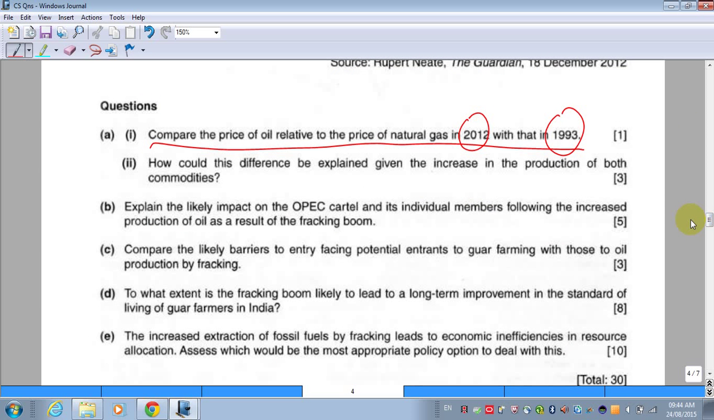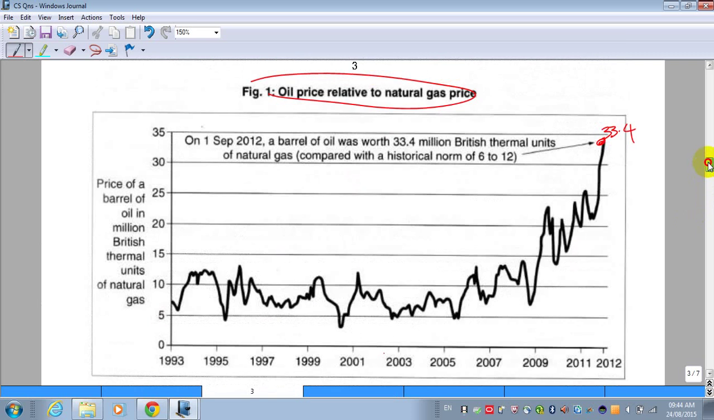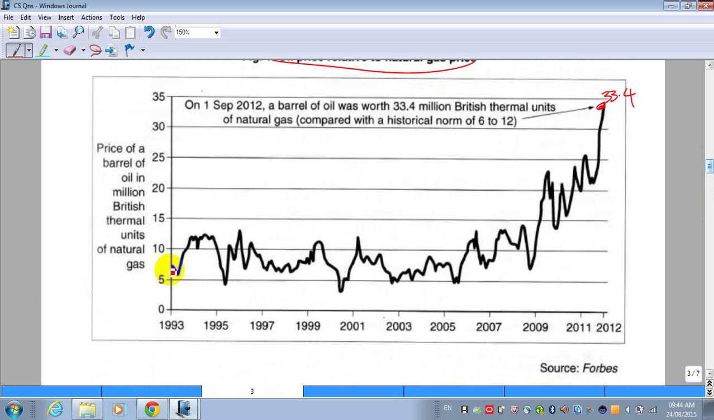Compare the price of oil relative to the price of natural gas in 2012 with that in 1993. So you can see that overall there has been an increase because in 1993 the price of oil relative to the price of natural gas is only like, let's say, 6 or 7. On the other hand, the price of oil relative to the price of natural gas is about 33.4, which means that the price of oil in 2012 was about 33 times that of the price of natural gas.